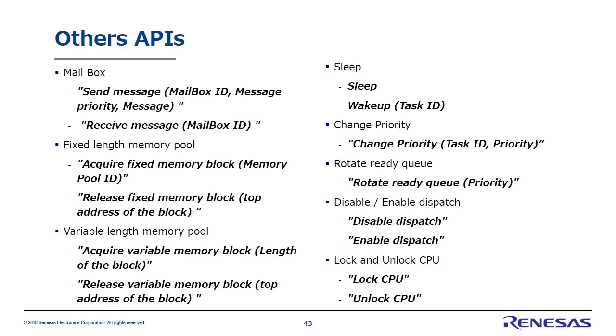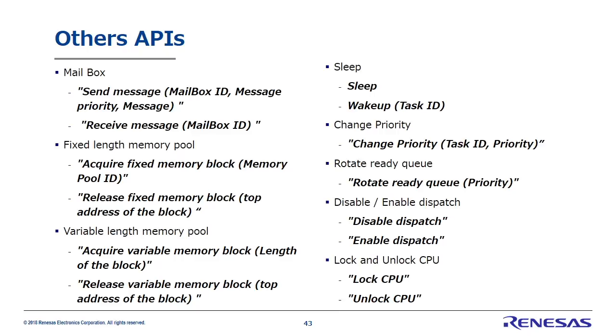Now we're going to show some other major APIs that RTOS can offer. The mailbox function allows the exchange of messages between tasks. Using the Send Message API, a message can be sent to the specified mailbox. Using the Receive Mailbox API, then, a task can retrieve messages from the specified mailbox. When used, if there are no messages in the mailbox, the task that invoked this API is moved to waiting and waits for a message to be sent to the mailbox.